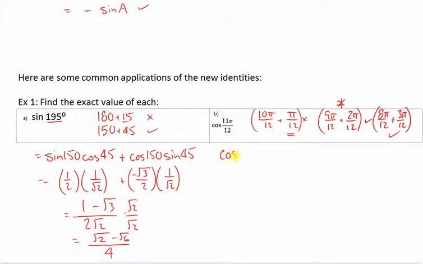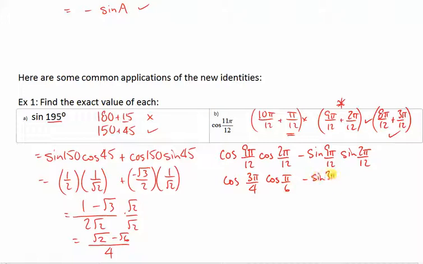So I will write this as cosine, pardon me, 9 pi by 12 cosine 2 pi by 12. I'm using a plus here, so in the cosine identity I subtract. Then it's sine 9 pi by 12 sine 2 pi by 12. Now, 9 pi by 12 is really 3 pi by 4 when simplified. A little easier to see that way. 2 pi by 12 is pi by 6.